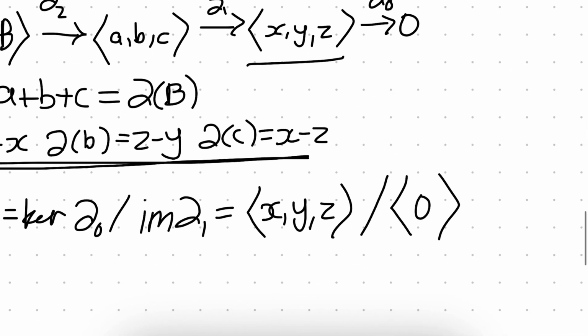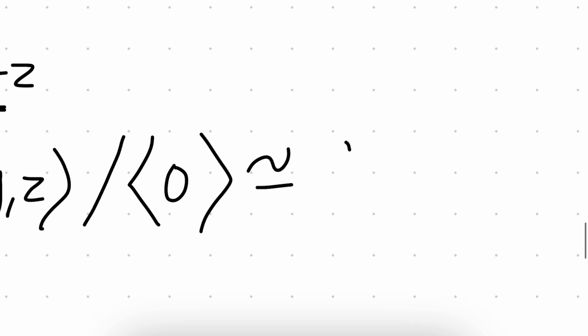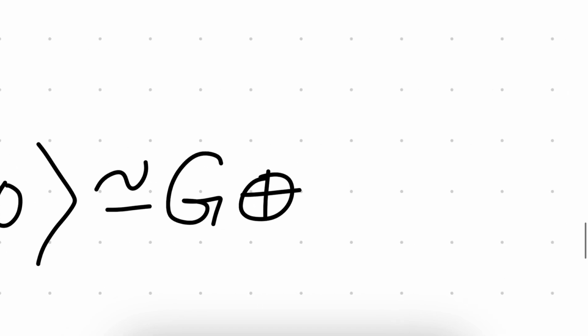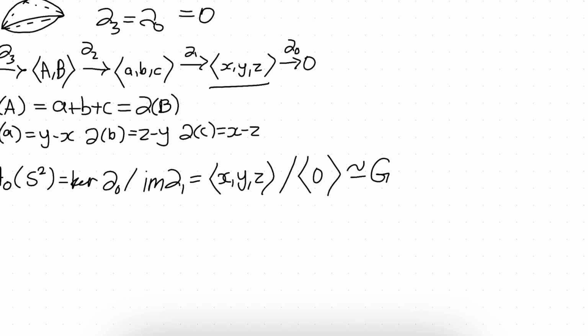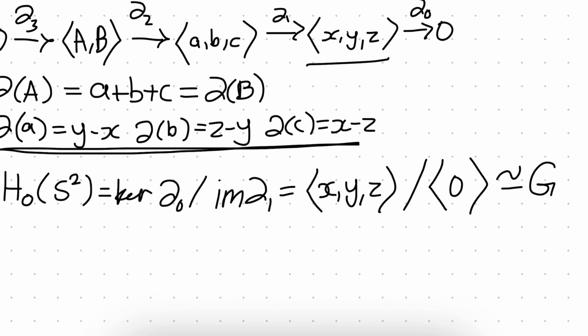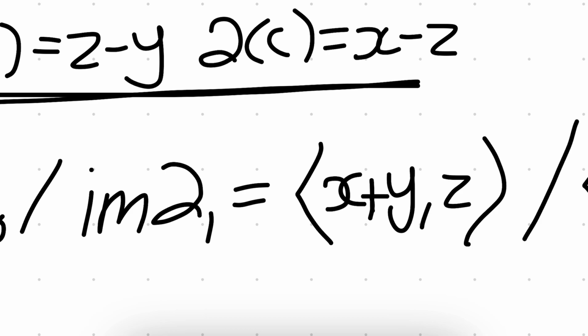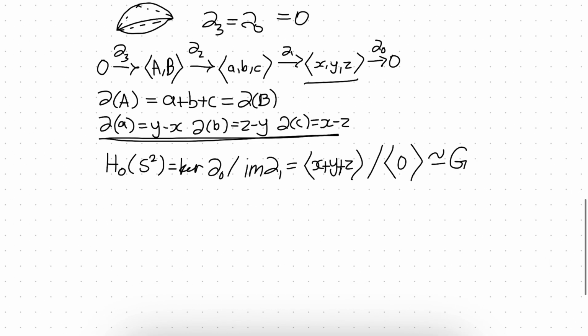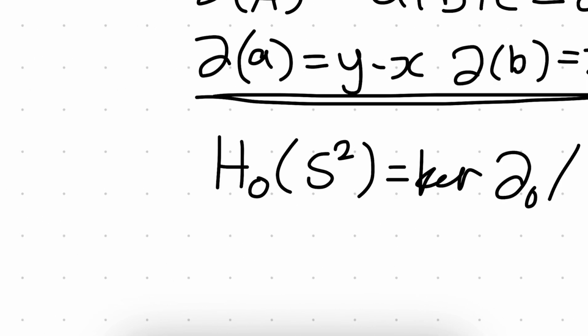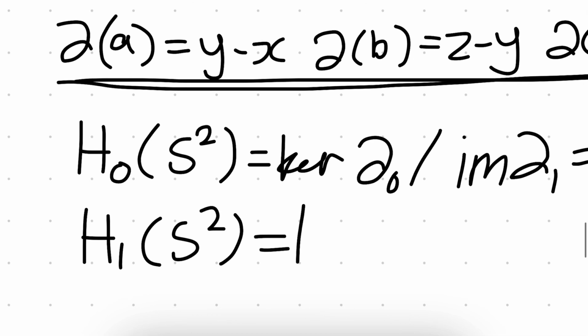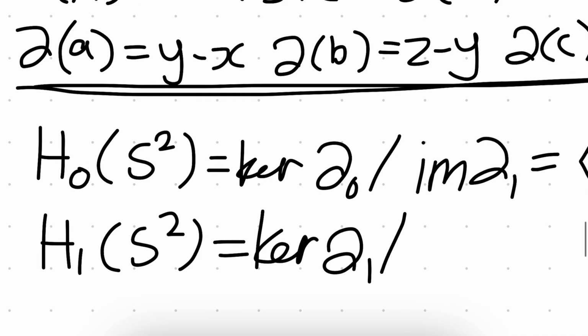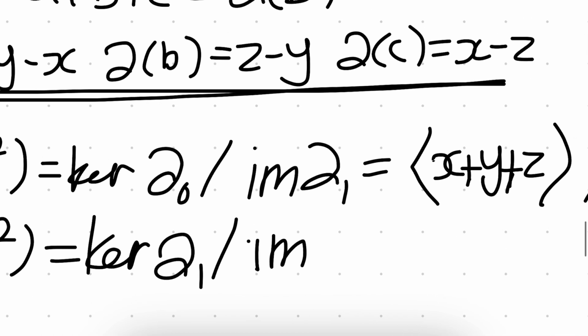All right, so that is just isomorphic to the direct sum of G with itself 3 times. Oh wait, no. No, just 1. Sorry. And that is not X, Y, Z. I was wrong there. It's X plus Y plus Z. There. So that's just G. Okay. H1 of S2, same procedure. Again, kernel of del 1, mod image of del 2.